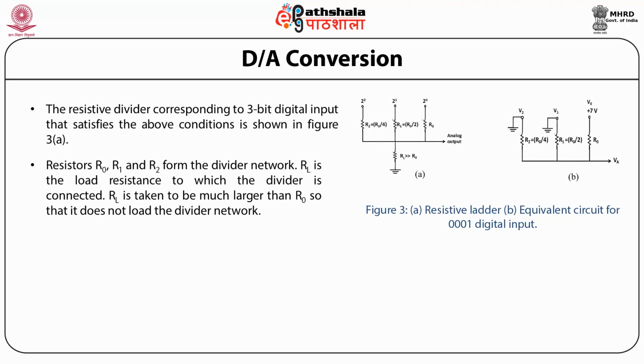The resistive divider corresponding to 3-bit digital input that satisfies the above mentioned conditions is shown in figure A below. As can be seen in the figure, the resistors R0, R1 and R2 form the divider network. RL is the load resistance to which the divider is connected. RL is taken to be much larger than R0 so that it does not load the divider network.